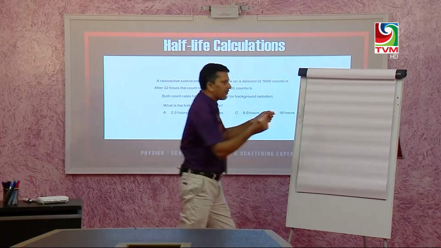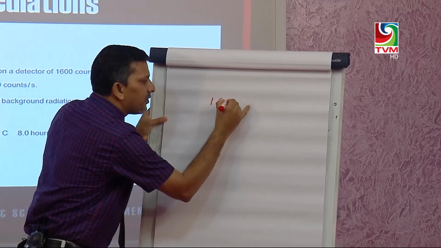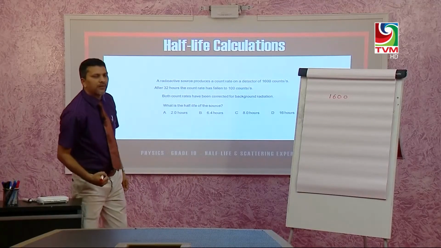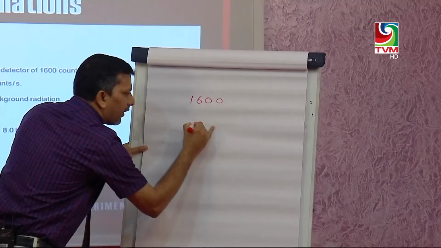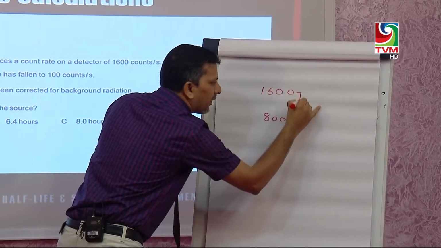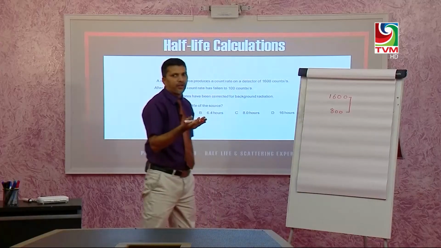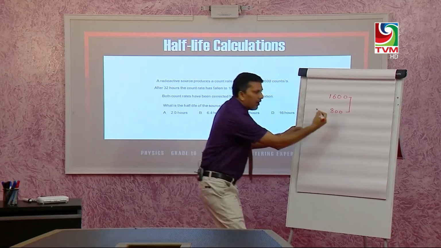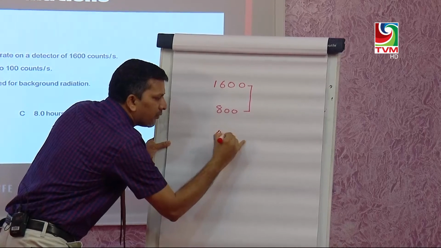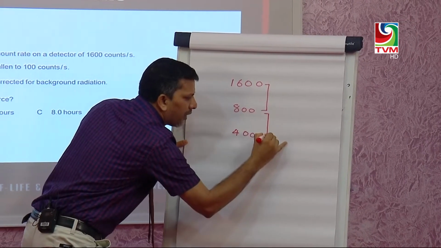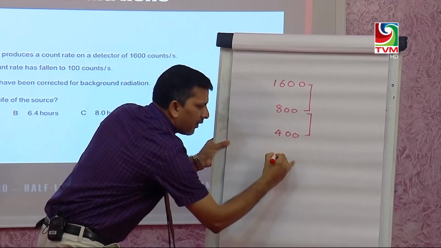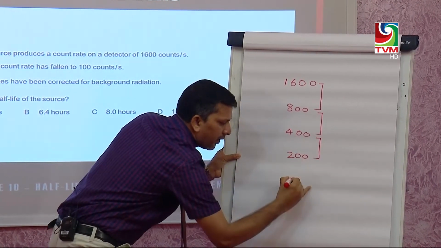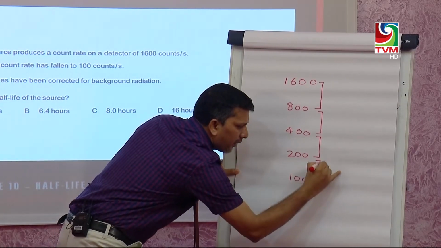First the count rate is 1600, and half of that is 800. To reach 800 takes one half-life, but we don't know the half-life; we want to find it finally. Then again half of 800 is 400, so one more half-life is over. Then again half of 400 is 200, and again 100.